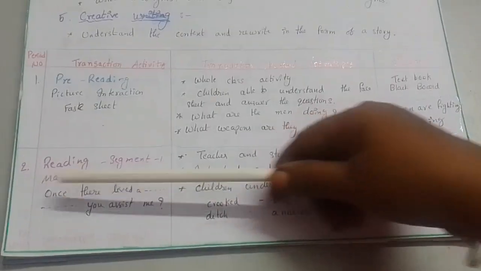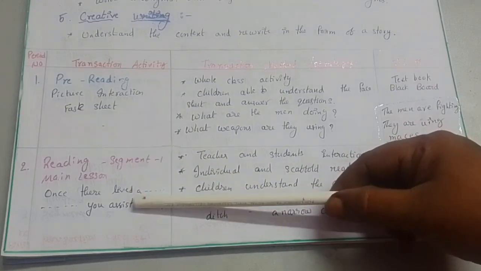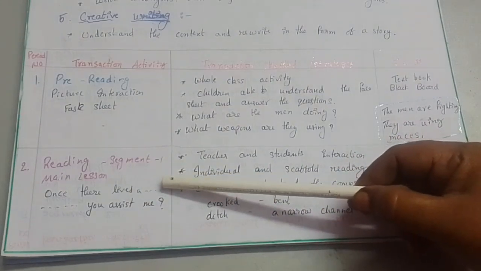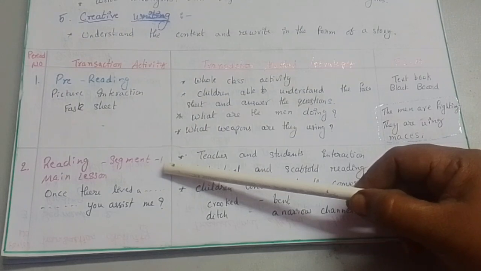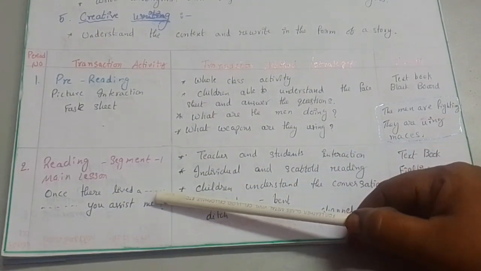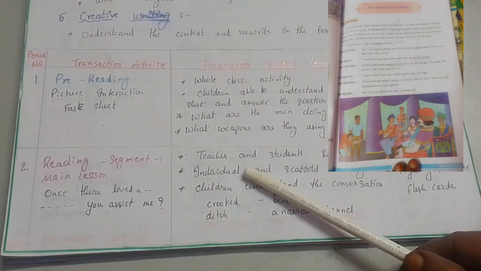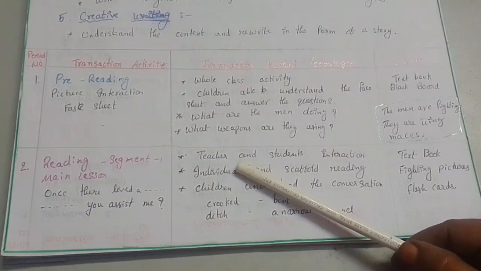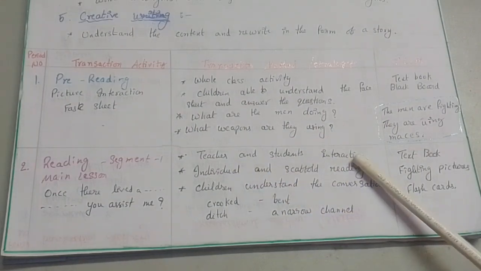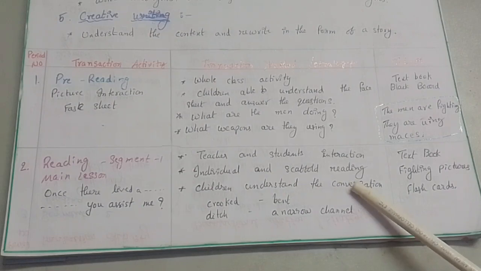Next, period number 2, it's the reading activity, that means it's the main lesson, the main reading activity. We will divide the lesson into segments. So here is segment 1. The lesson we teach is from once there lived a little bowman up to you assist me. Okay, so it's a whole class activity and here the teacher and students interaction will be there. There will be reading by individual and scaffold reading.